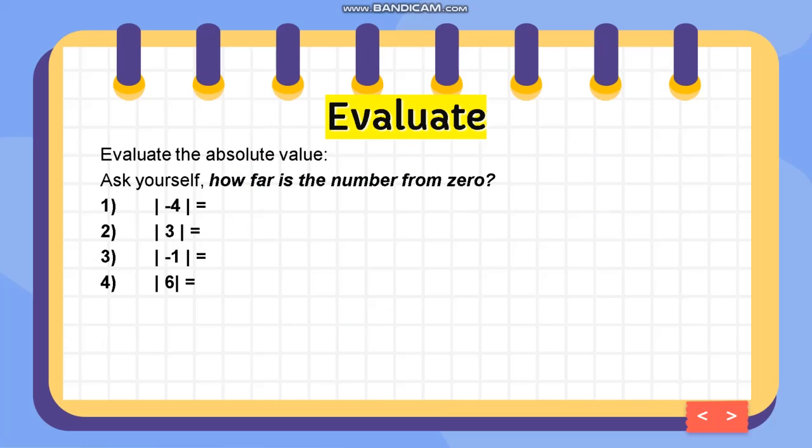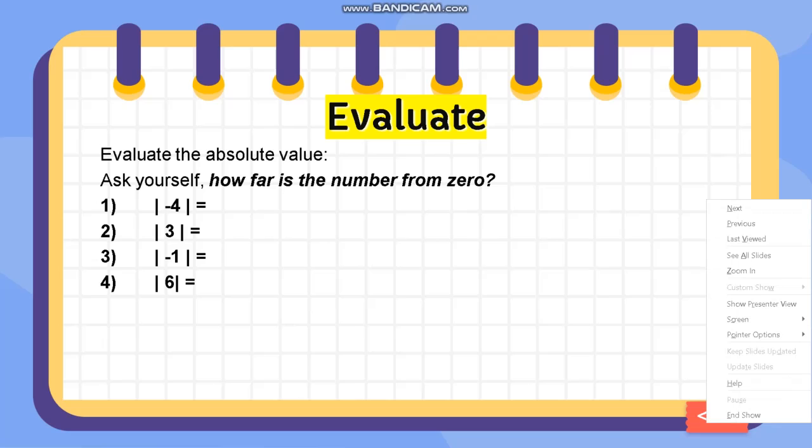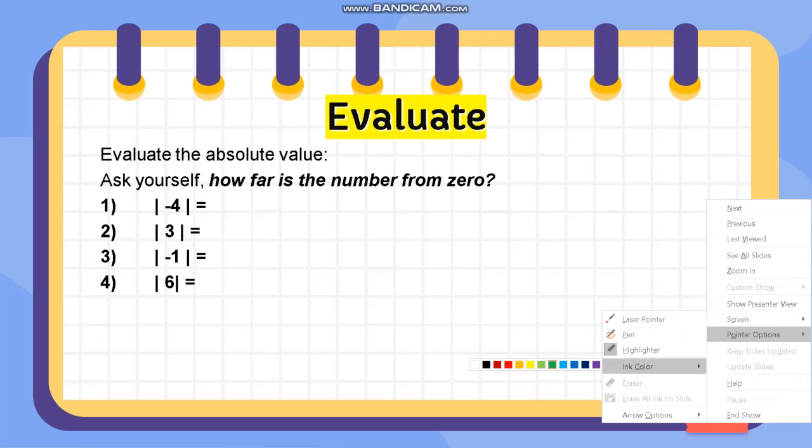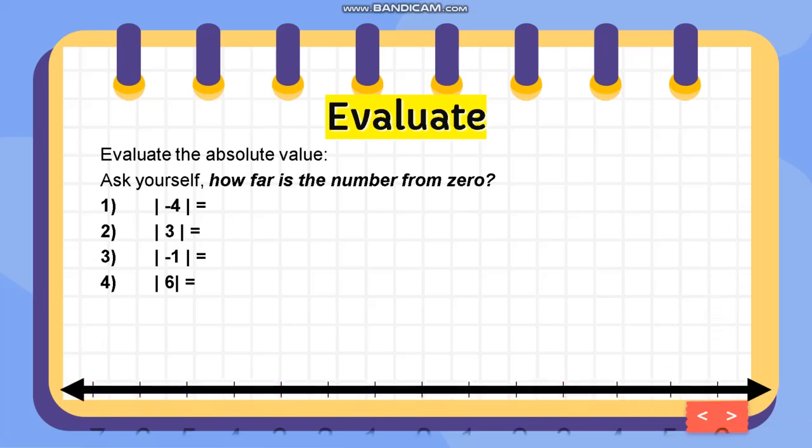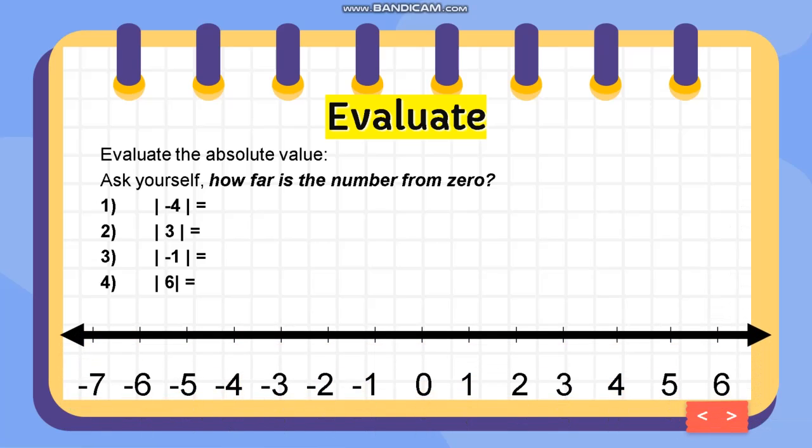Now, let's evaluate this one. Evaluate the absolute value and ask yourself how far is the number from 0. So the first one is -4. By using this number line, -4 is this one. So what is the distance from 0? We have 1, 2, 3, and 4. That's why the answer is +4.